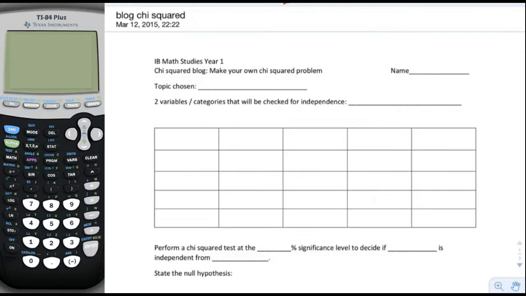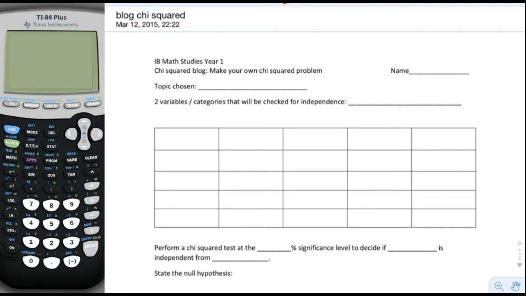Okay, here are the instructions on how to make your blog for the chi-squared unit. Instead of making a blog answering a lot of questions about different aspects of chi-squared, you're going to make your own chi-squared problem. And you're going to make everything up, including the data. Otherwise, if you have to actually take the data, that would be practically an internal assessment project. In fact, it would be.